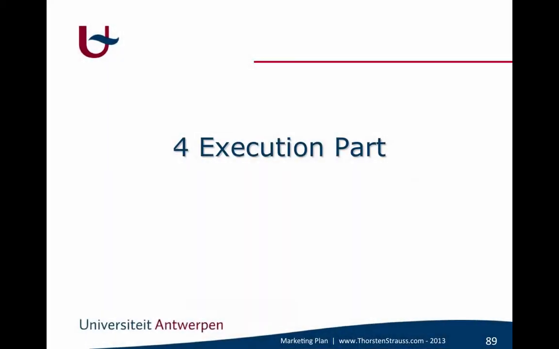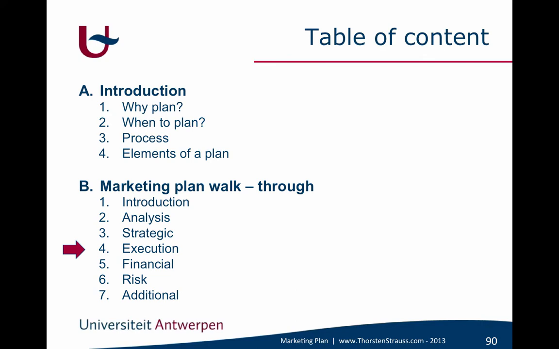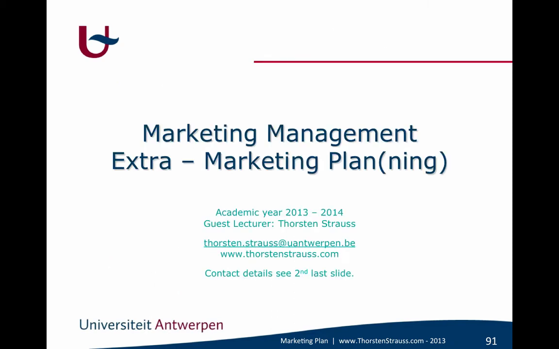Part 4, the execution part. This is still in the B part of walking through our marketing plan, how to write a marketing plan. We're now at step number 4, or the fourth element of 7. This is part of marketing management, marketing plan, or marketing planning.